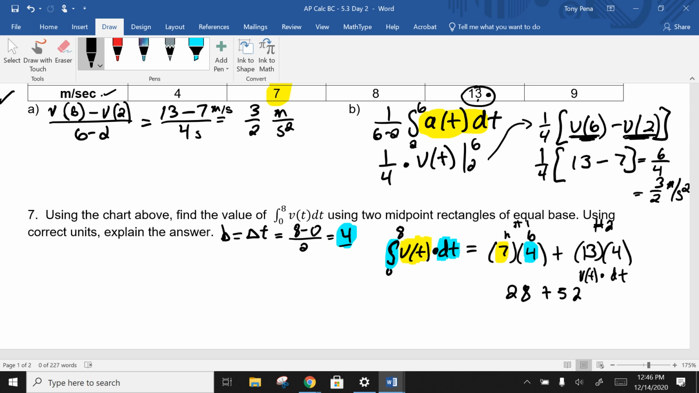Now I'm doubting myself. We all get 80? It does not sound familiar to me. I feel like that's wrong.